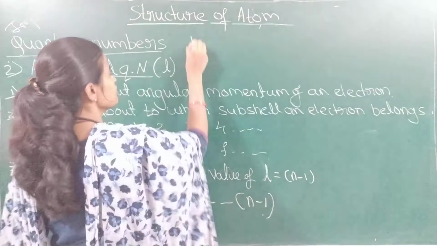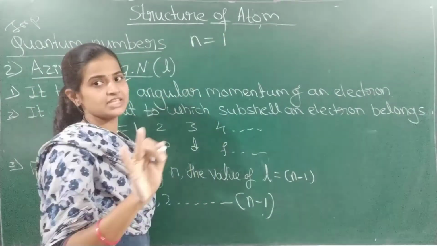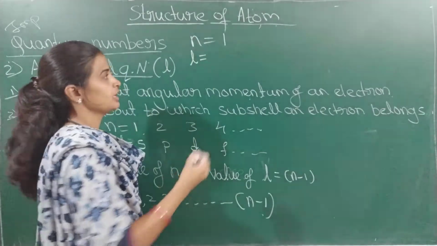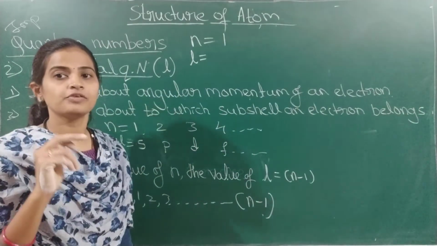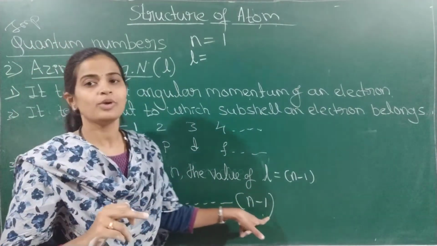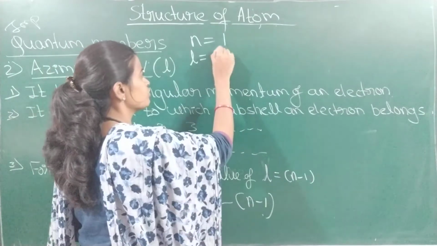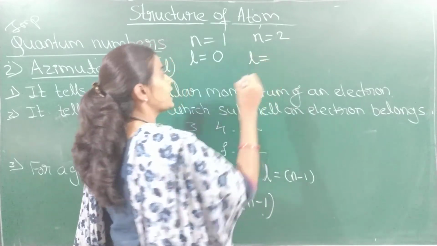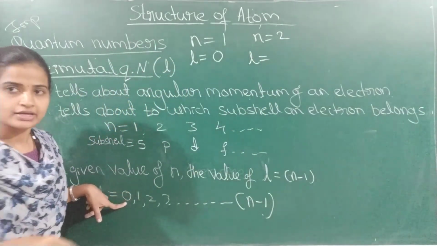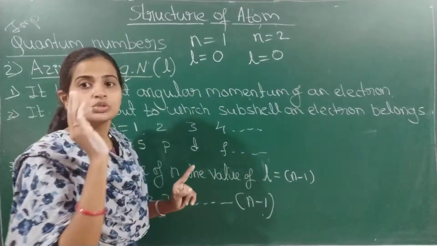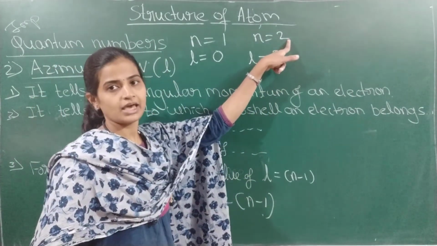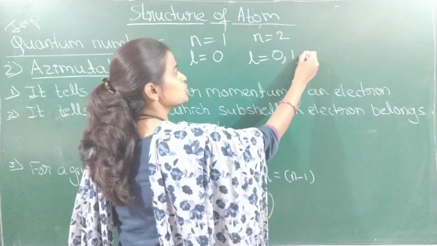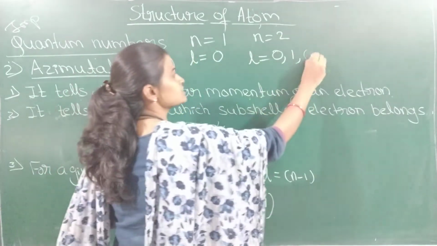I'll show here. If n is equal to 1, l can't be 1, isn't it? But l can be 0. Okay, how to write the values of l? If n is equal to 1, what will be the value of l here? n minus 1, 1 minus 1 is what? 0. Therefore, the value of l is 0. Then if n is equal to 2, values of l should start from 0 and it should stop at 1 less than the n value. Therefore 0, 1. Should I write 2? No, because it is up to n minus 1.